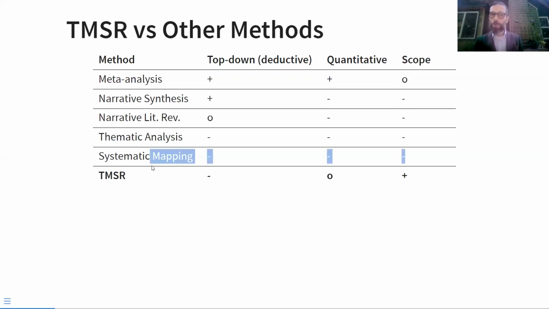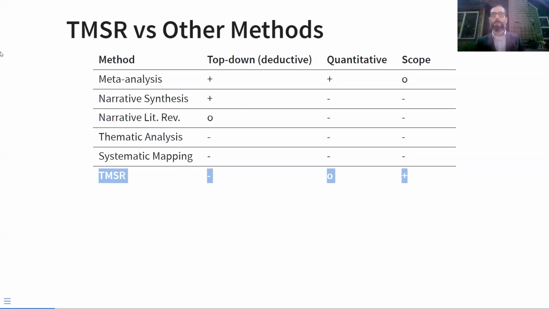Now, if we compare that to text mining systematic review, that is not top-down, it's fully bottom-up. We're trying to make sense of all of the unstructured text in the papers that we've selected. It is somewhat quantitative because we find different ways to convert free text into numeric representations. I will get into that in a second. And it has a very large scope. So theoretically, through automation, it is possible to include as many papers as you want. So tens of thousands, no problem.